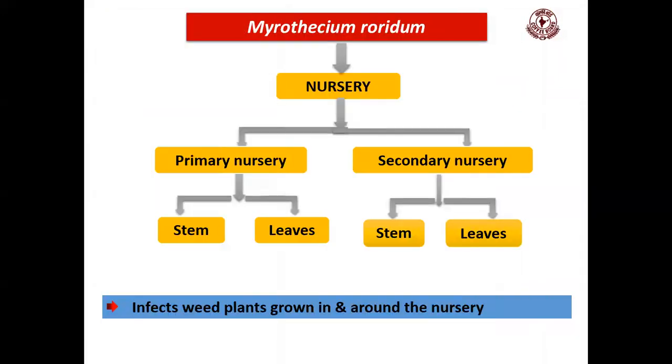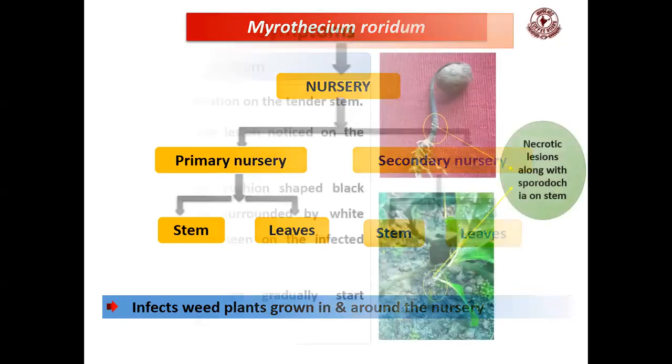So coming to the nursery, this Myrothecium roridum infects the seedlings, both in primary seed beds as well as secondary seed beds. In collar rot disease, we see the infection only in the primary seed beds. But here, the seedlings in both primary and secondary nursery beds will get infected, and in both cases the stem and the leaves are infected by this pathogen.